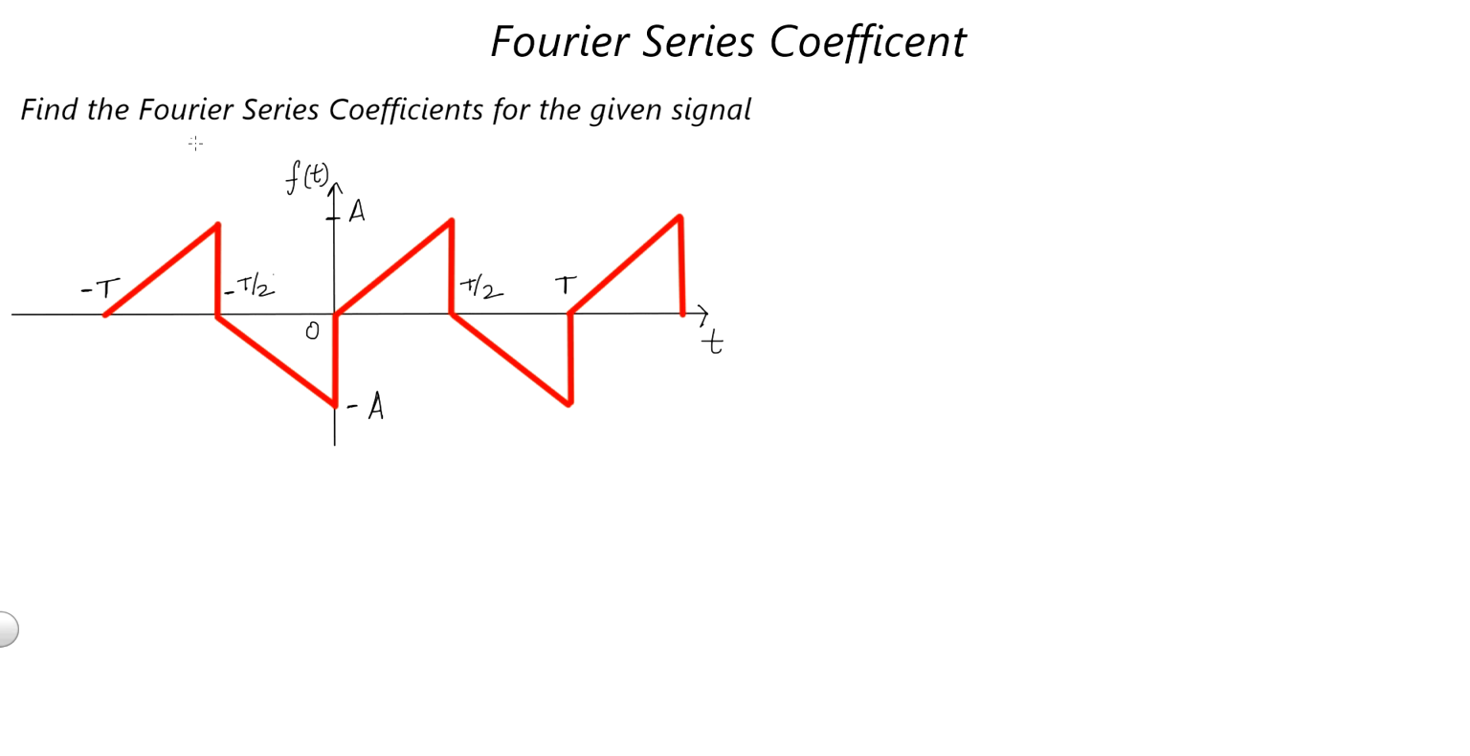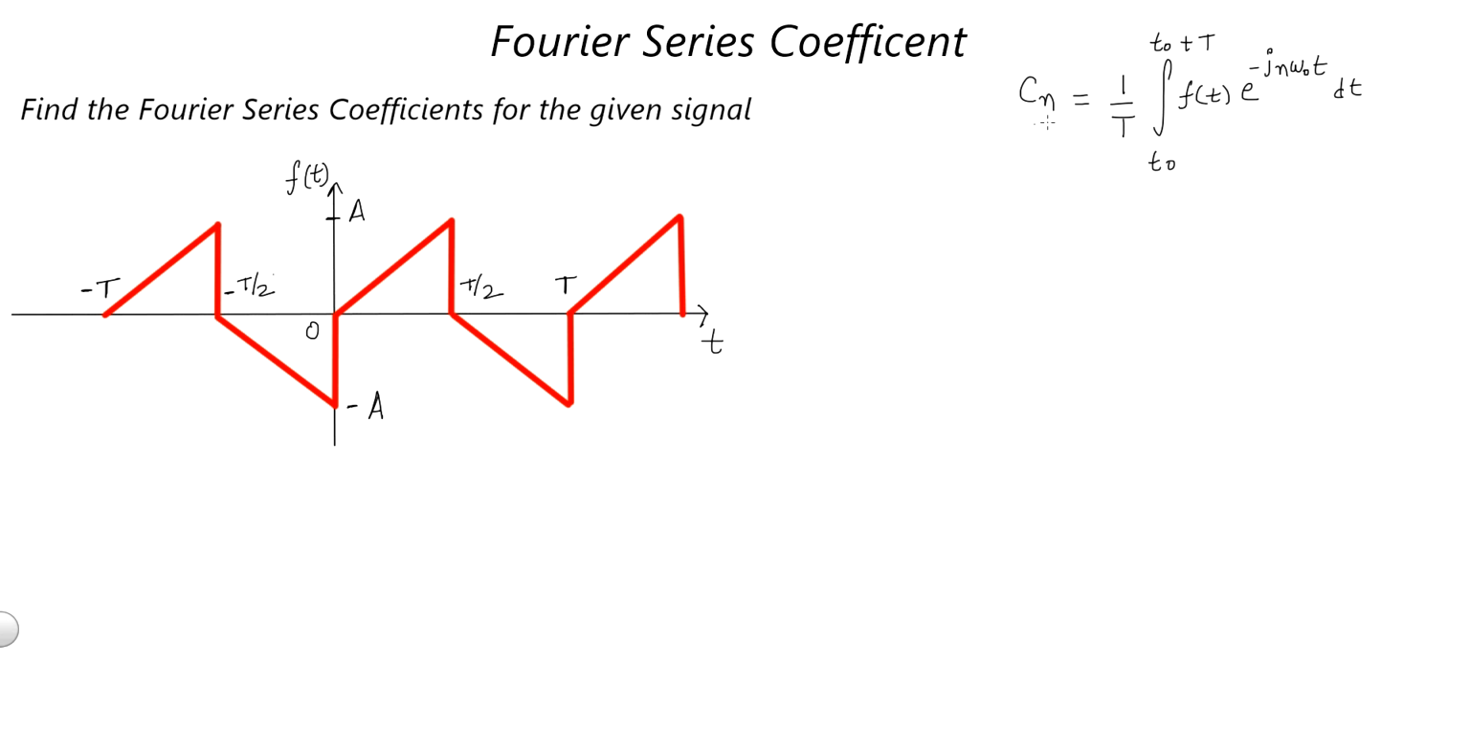So in this question, we need to find the Fourier series coefficient of this waveform. As you can see, this is a periodic waveform and Fourier series can only be evaluated for periodic functions only. Okay, so the formula for evaluating the Fourier series coefficient is this.